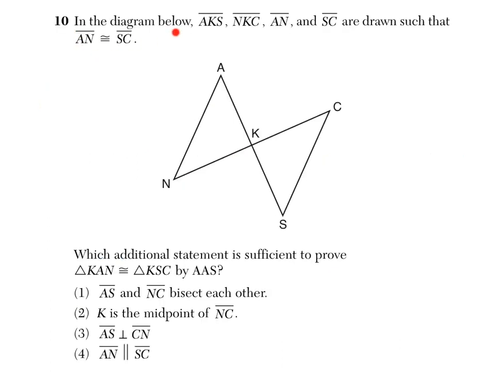Let's take a look at question number 10, and it says that in this diagram below, critically segment AN and segment SC are congruent with one another. So I'm going to include that right there. And our objective is to determine which additional statement is sufficient to prove that triangle KAN, this triangle right here, is congruent to KSC by AAS, by angle, angle, side. And I'm going to write that up here for point of emphasis. So we need to establish an angle, angle, side congruency.